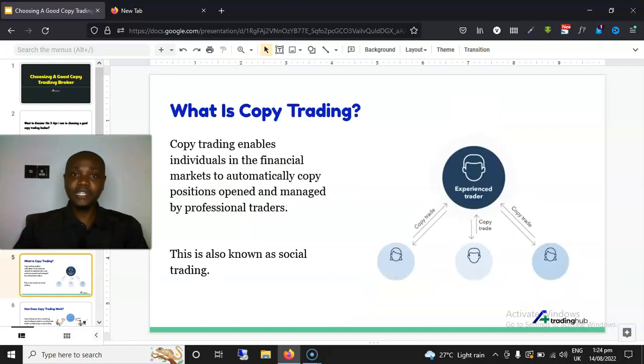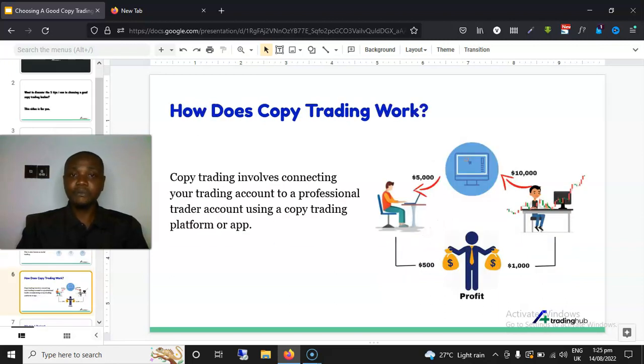So for the sake of the newbies, I'm going to define what copy trading is and what a broker is before we dive into the 5 tips on choosing a good copy trading broker. Copy trading enables individuals in the financial markets to automatically copy positions opened and managed by professional traders. This is also known as social trading. This is done by connecting your own trading account to another trader's account, so whenever he opens and closes a trade, it will automatically reflect on your own account. This is done by using a copy trading platform or a copy trading app.